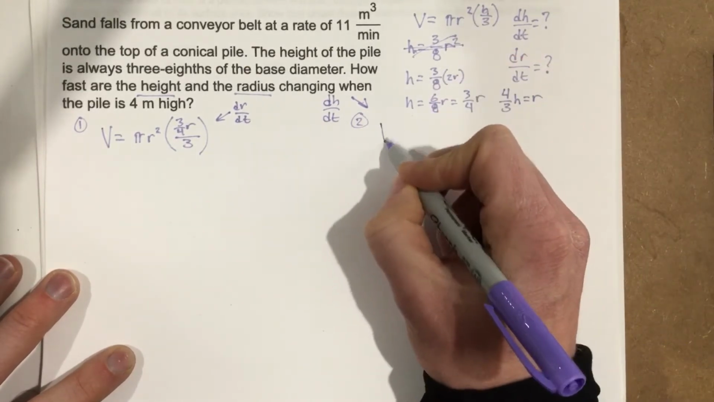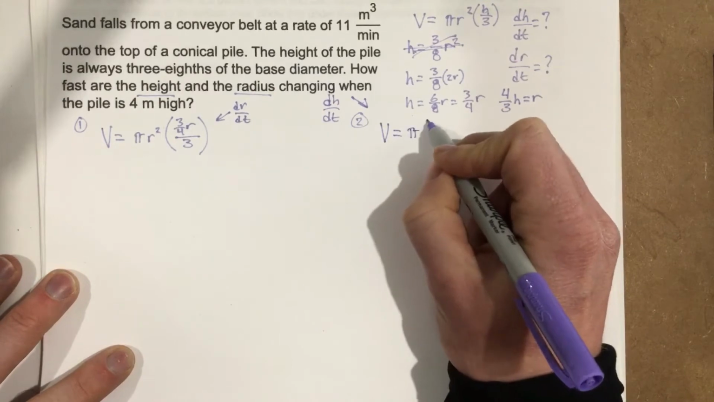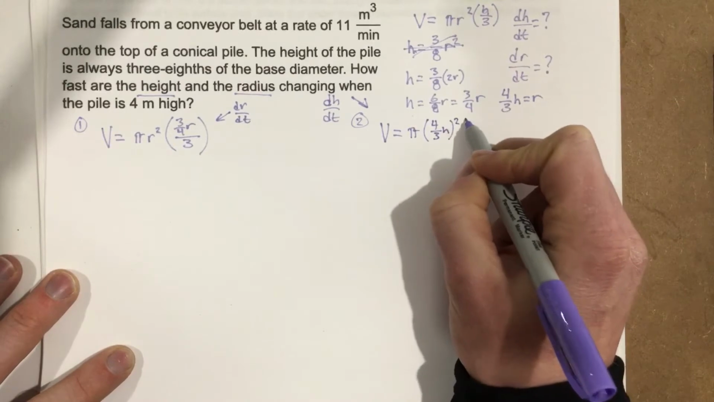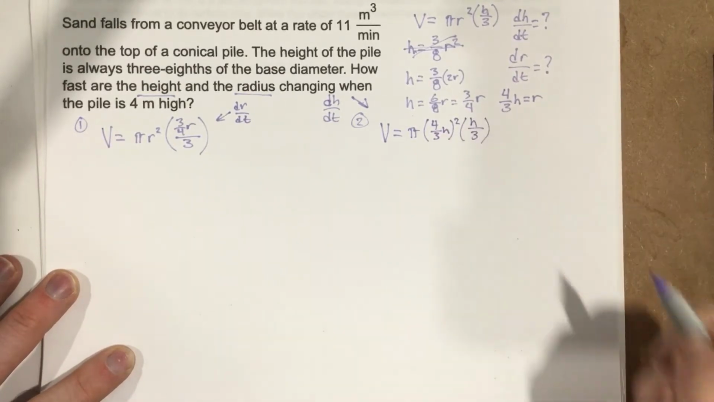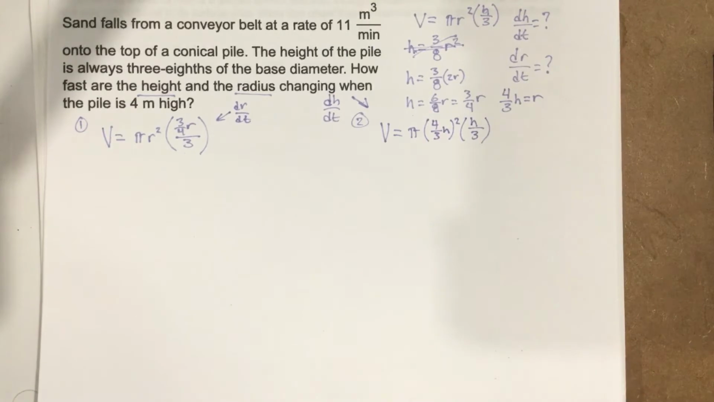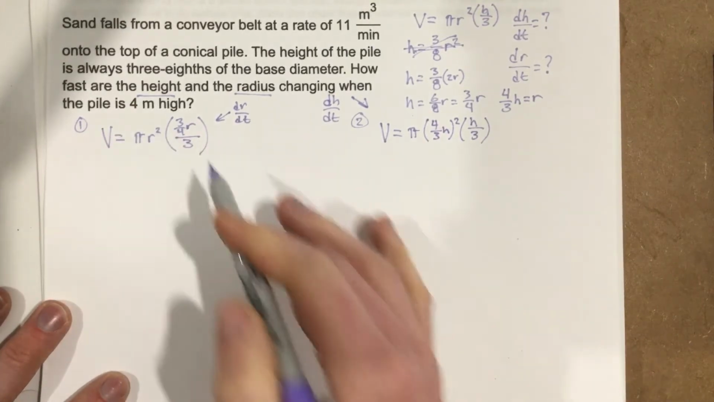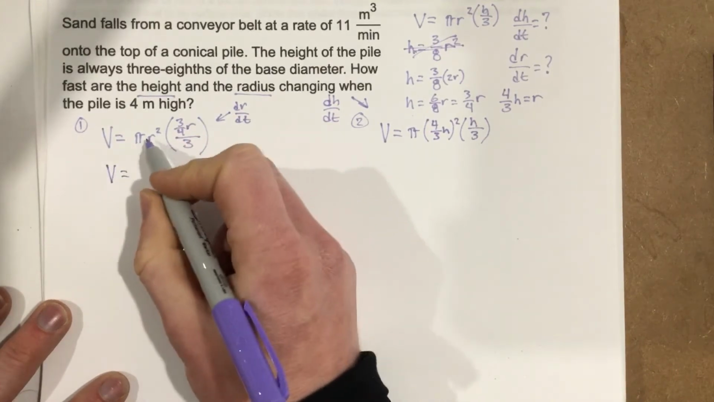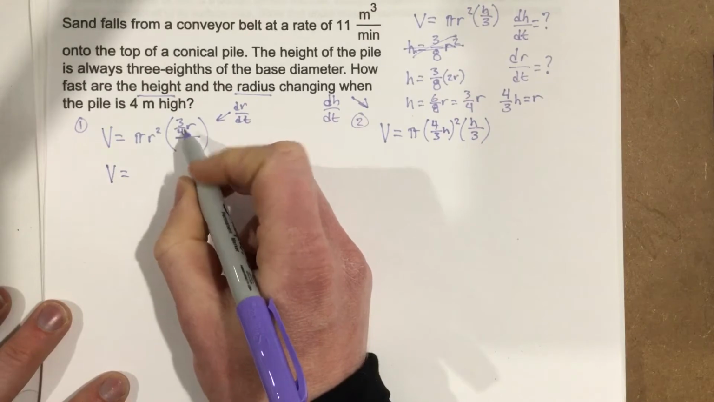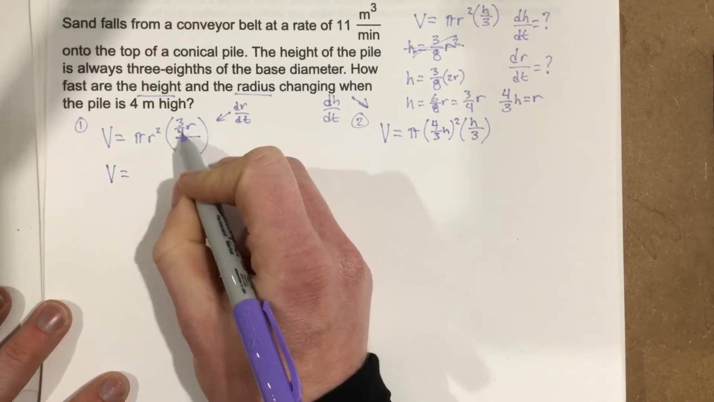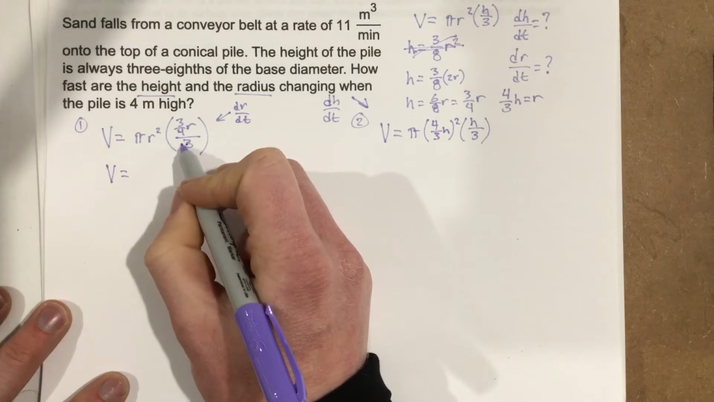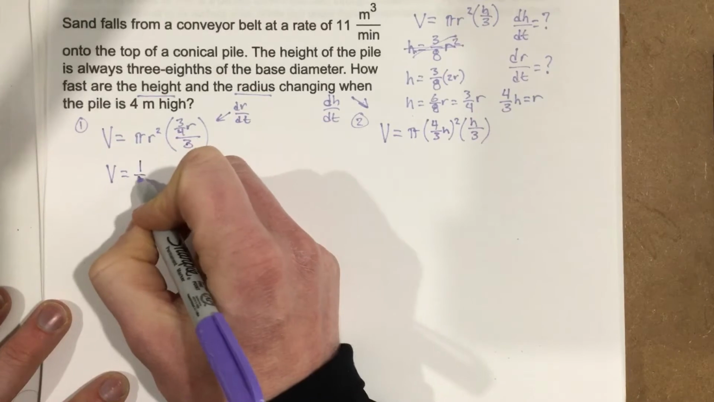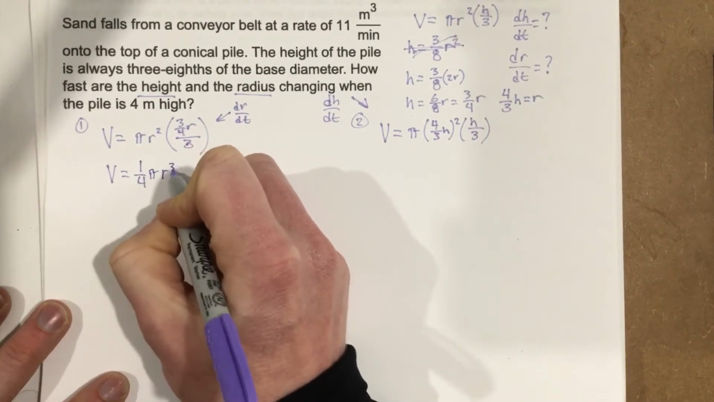So we end up with V equals pi, plug 4/3 h in, squared, h over 3. So I think we're set up and ready to go. Let's just start and focus on this one side now and find dr over dt. We've got to do some multiplying here first. So V equals, when we multiply this through, first of all, the 3 over 4 divided by 3, well, that's going to be 3 over 12, which is 1/4. Essentially, the 3's cancel, and we end up with 1/4 pi r cubed.